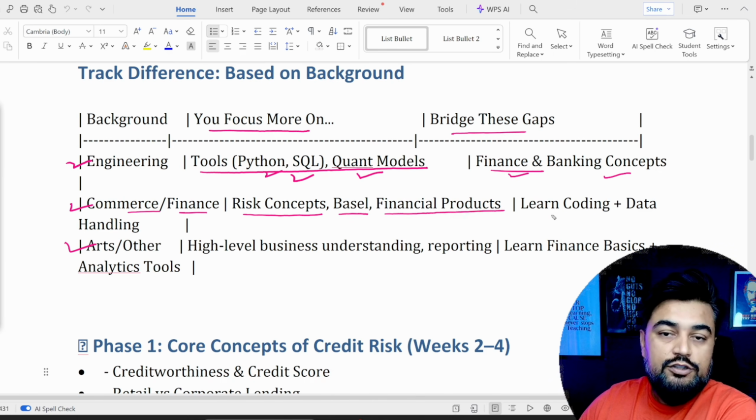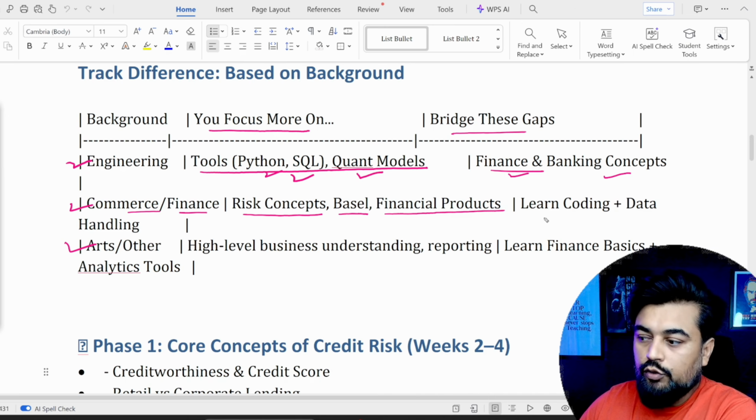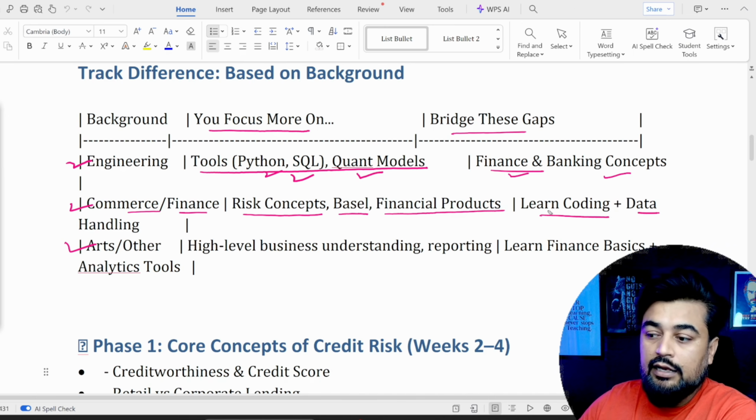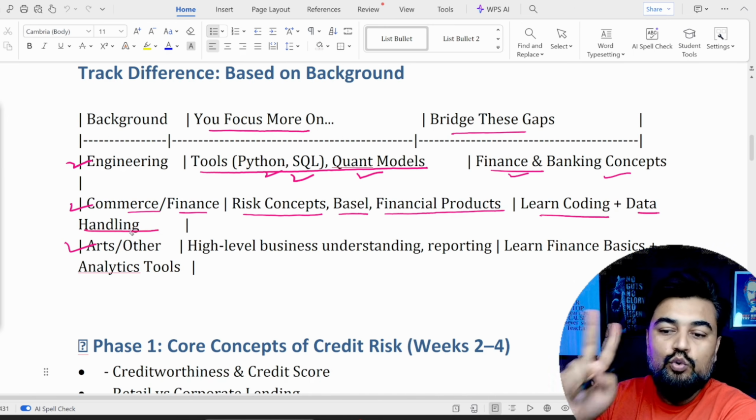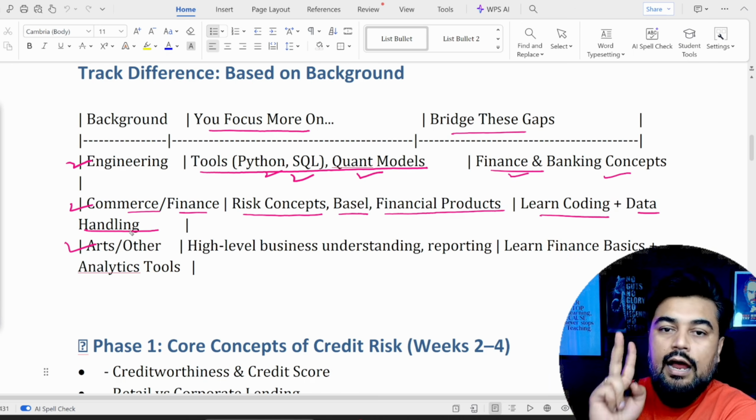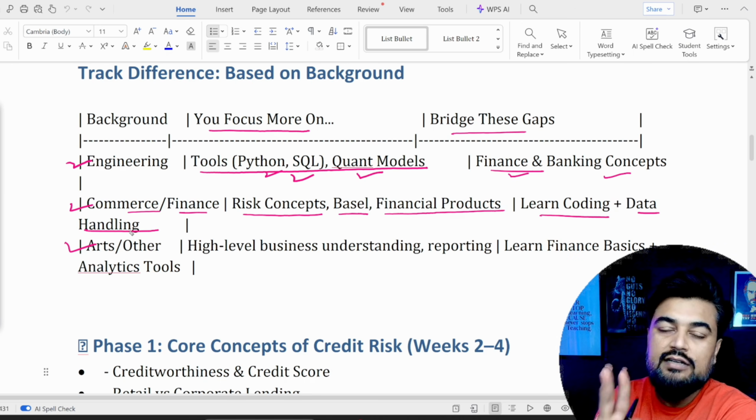What should be the bridge which you need to fill when you come from a non-technical background? You need to learn coding as soon as possible, and then data handling, because these are the two core pillars of any bank, like data and modeling. So those two things are the core pillars.